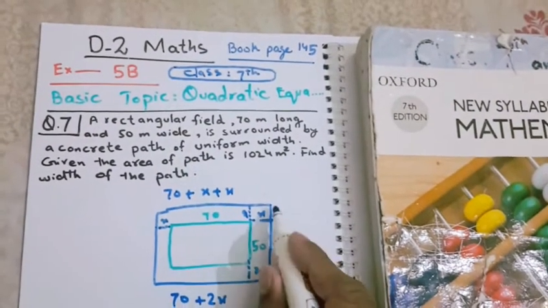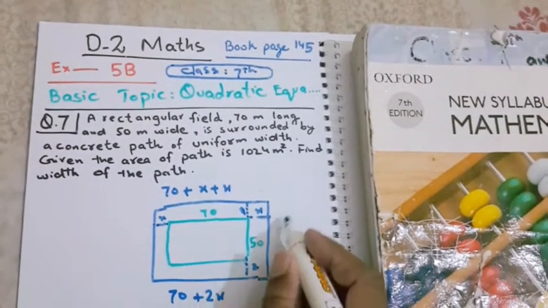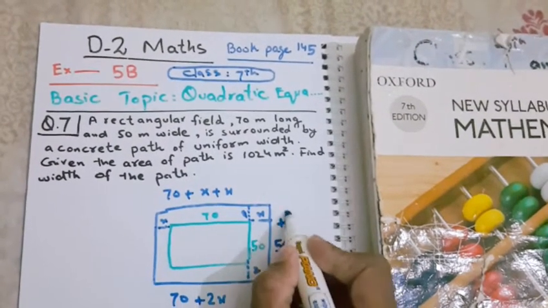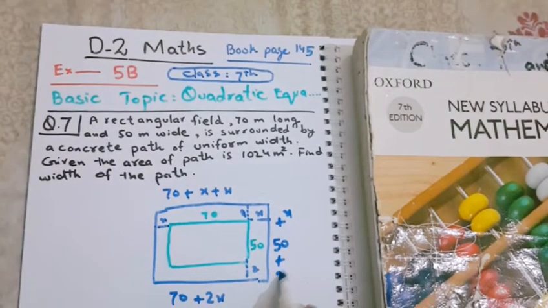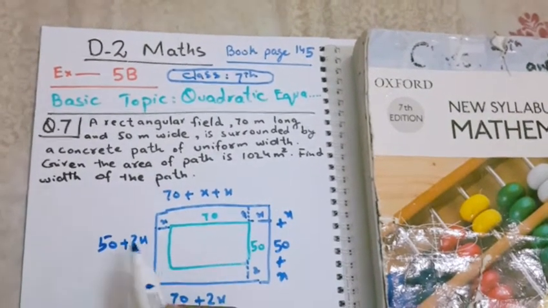And the new length is 70 plus 2x and the new width is 50 plus x at the top and further an increase of x at the bottom. That means it is 50 plus 2x.